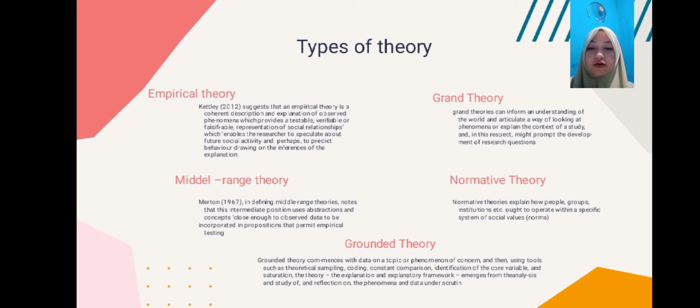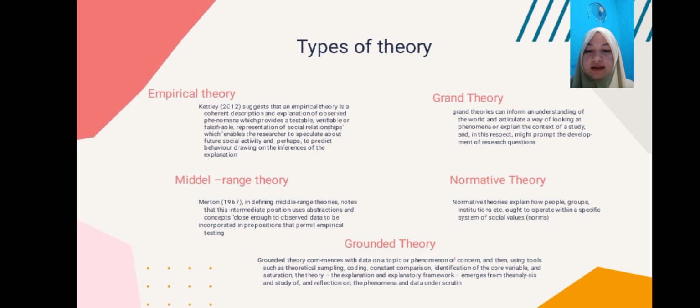The next is middle range theory. Merton 1967, identifying middle theories, notes that it has an intermediate position, using abstraction and concepts close enough to observed data to be incorporated in propositions that permit empirical testing. The next is normative theory. Normative theory explains how people group into institutions, etc., to operate within a specific system of social values or norms.